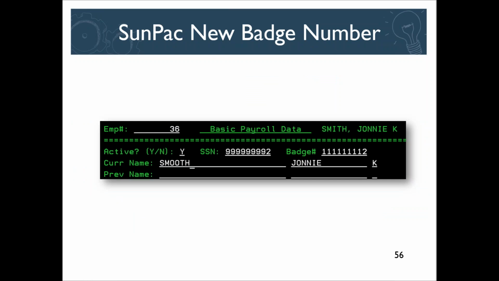Another new feature is the badge number. The badge number has always been in TACS, but it was controlled within TACS. Now that control has been moved to SUMPAC, and you cannot change the badge number in TACS. By default, the badge number is going to be the same as the employee number, unless it's changed like it's shown here. So the employee number here is 36, and the badge number is 1111112.